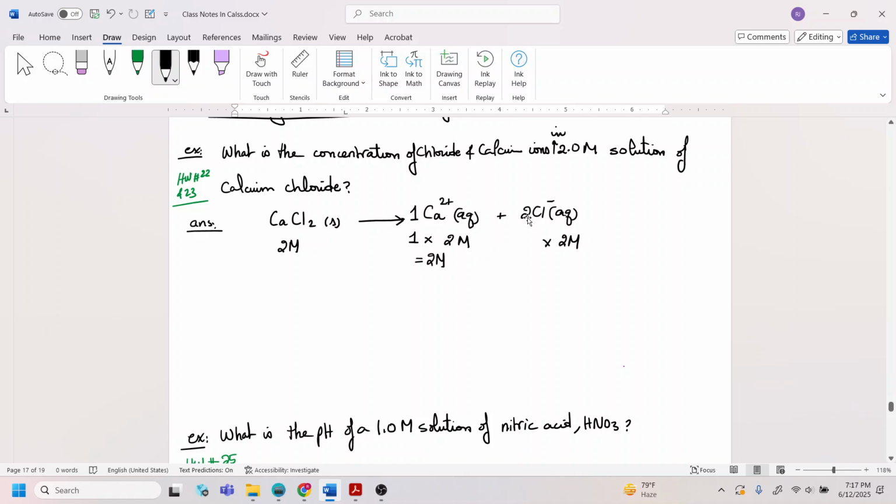I have 2 moles of the Cl minus, so that is going to be 2 times 2 molar. So I know that the concentration of the Cl minus in the solution is going to be 4 molar. To answer the question, I would say this is the chloride concentration in the solution. This is a solid. You dissolved it in the solution. It turned into ions. So the concentration is going to depend on the number of moles of these ions in there. So I would say that the chloride concentration in the solution is 4 molar, and the calcium concentration in the solution is going to be 2 molar.